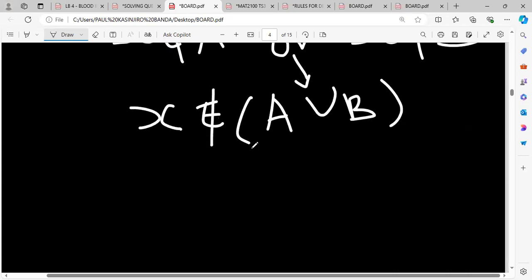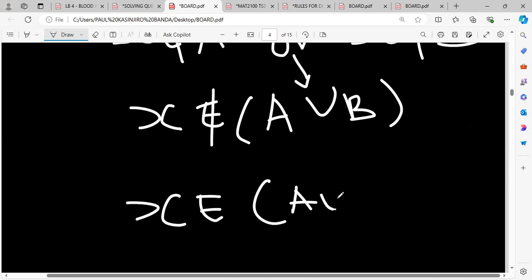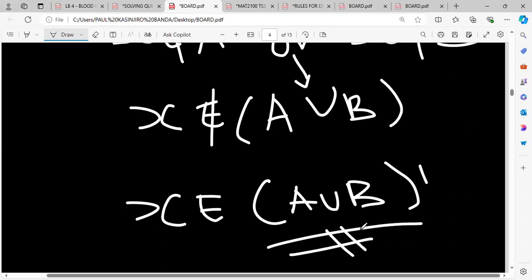So if X is not a member of A union B, then it means that the X is actually a member of what? Of A union B complement. Okay, so if the X is not a member of A union B, then it means that the X is a member of A union what? B complement. Okay, so this is what we have there. So we can see that we started with what we had on the right-hand side, and then we are ending up with what we had on the left.